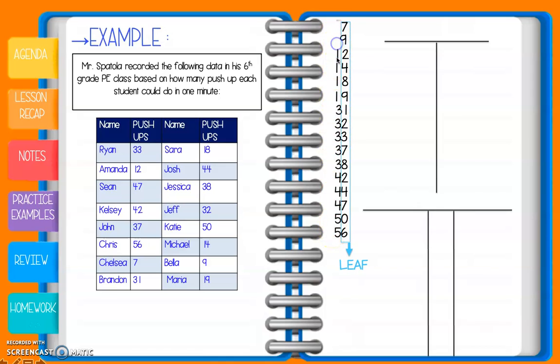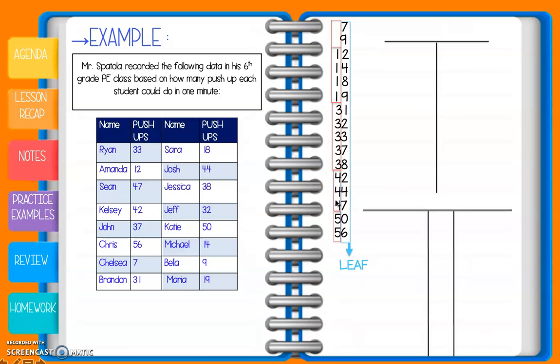Now, what would go here? Since we don't have anything in the tens place, we know that this is a 0 and this is a 0, okay? So 0 is going to be our first stem, okay? Then we have a 1. 1 is going to be our stem. We've got some 3s, we've got some 4s, we've got some 5s.